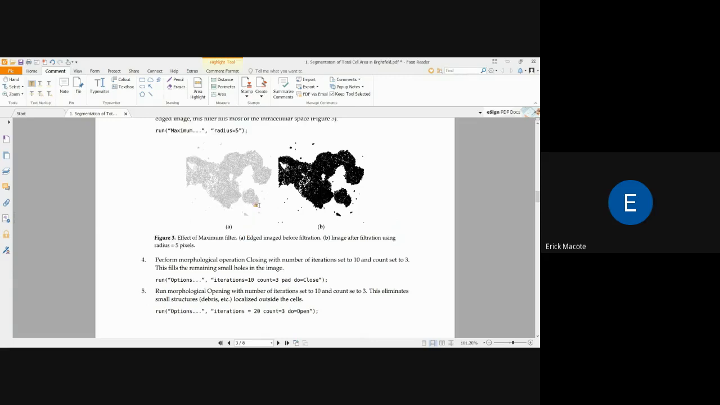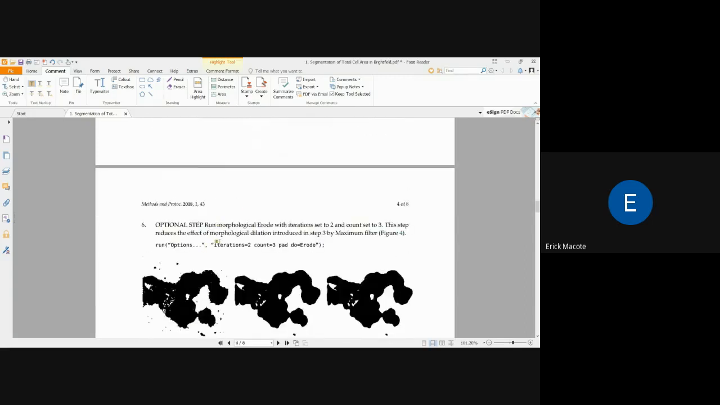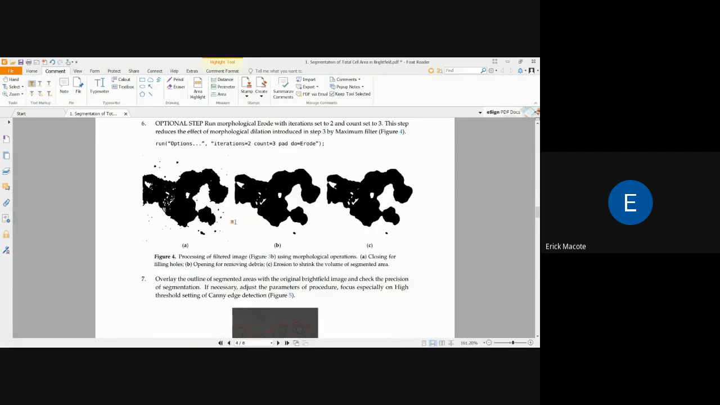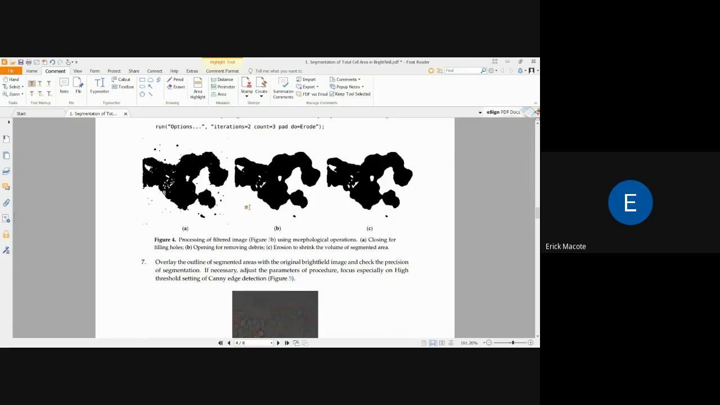This not only fills the remaining small holes in the image, but also eliminates debris localized outside the cells. And number 6 is an optional step. It reduces the effects of morphological dilation introduced in step 3 by the maximum filter, as you see here in Figure 4. In A, closing for filling holes, in B, opening for removing debris, and in C, erosion to shrink the volume of the segmented area.